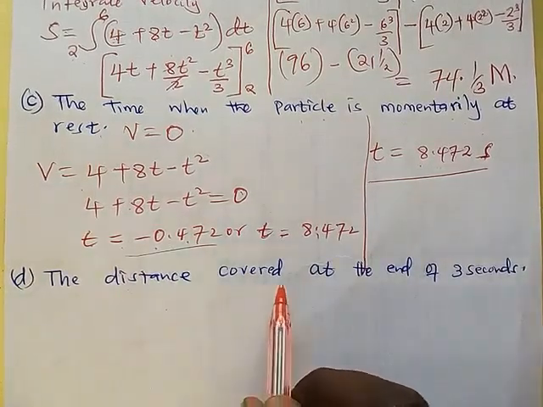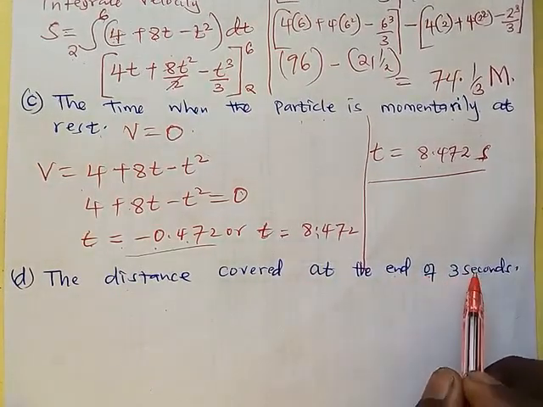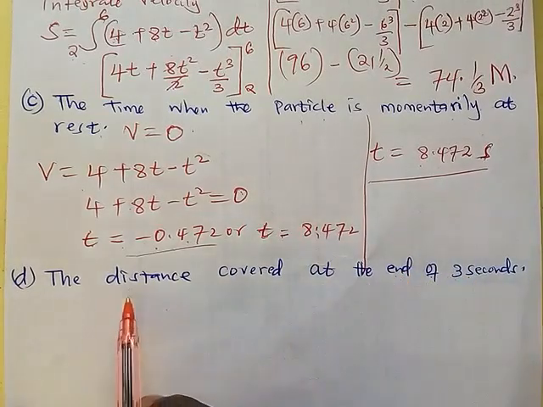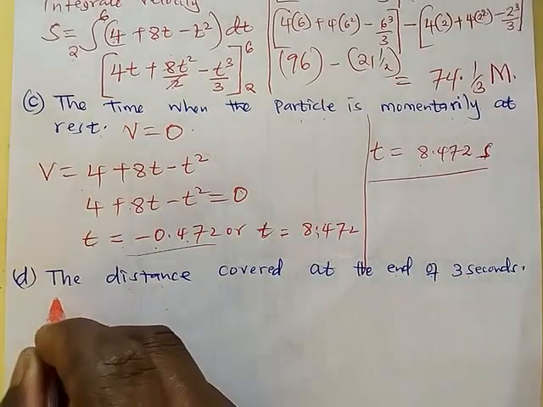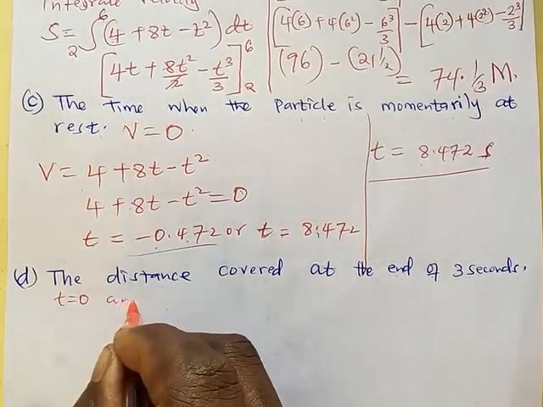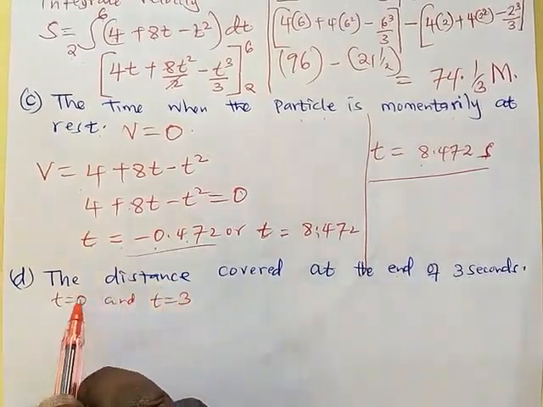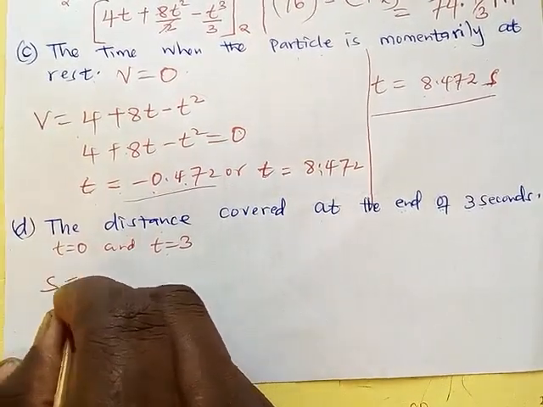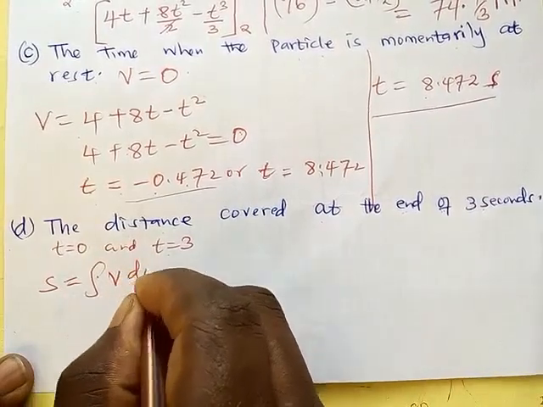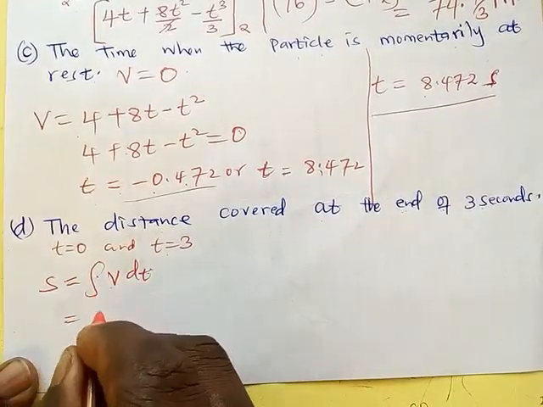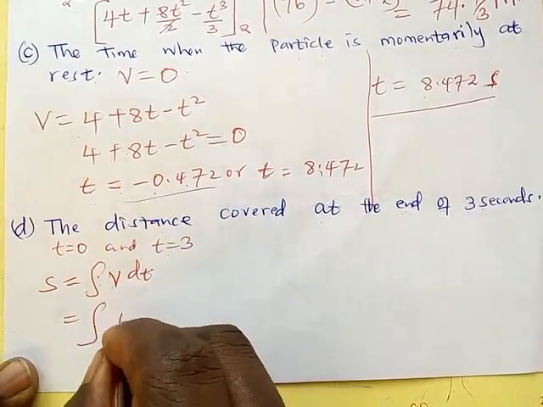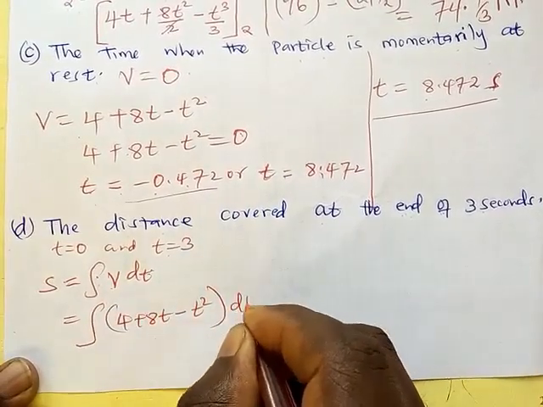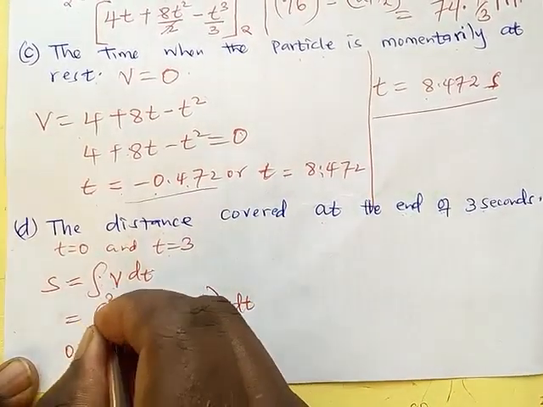Calculate the distance covered at the end of 3 seconds. This means you find the distance when time equal to 0 and time equal to 3. So we know distance s equal to integration of velocity dt. Our velocity is 4 plus 8t minus t square dt, but our limit is from 0 to 3.